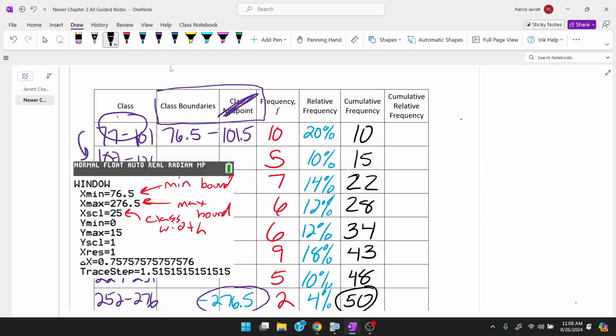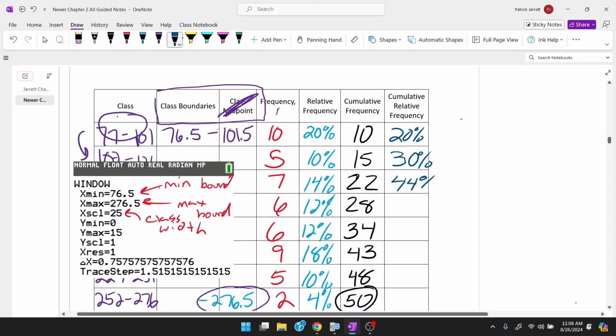And then cumulative relative frequency. Basically, all you got to do there is divide the cumulative frequencies by 50. So in this case, we get 20%, or add the relative frequencies. 20 and 10 is 30%. 30 and 14 is 44, or 22 out of 50 is 44%.